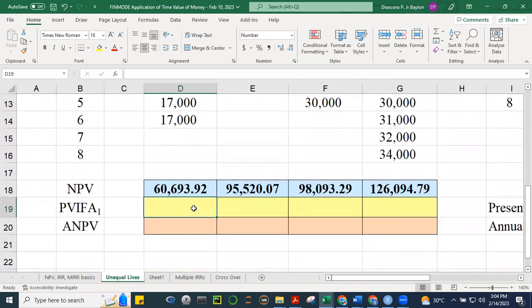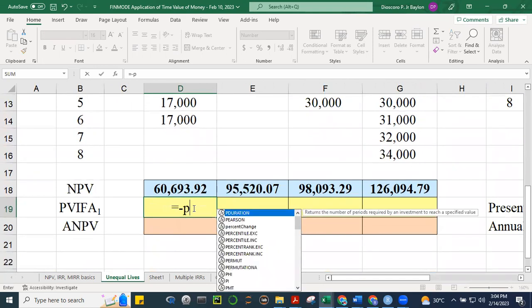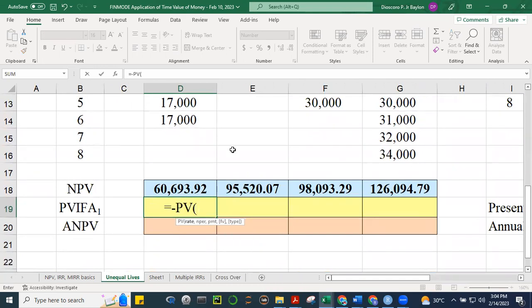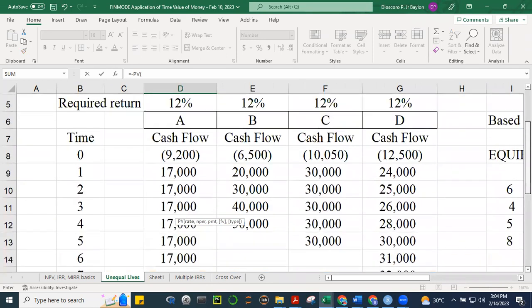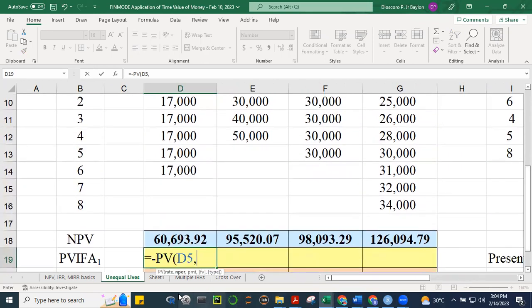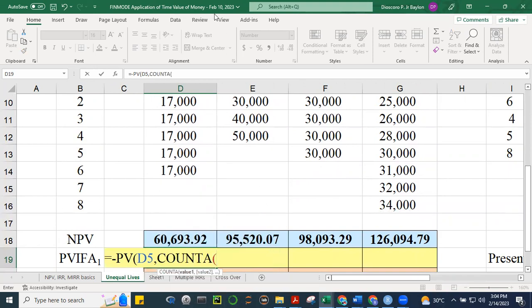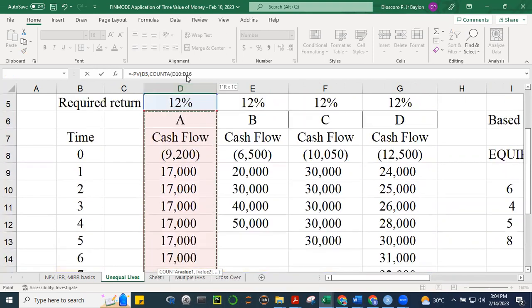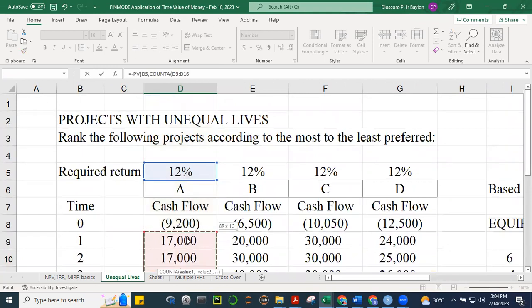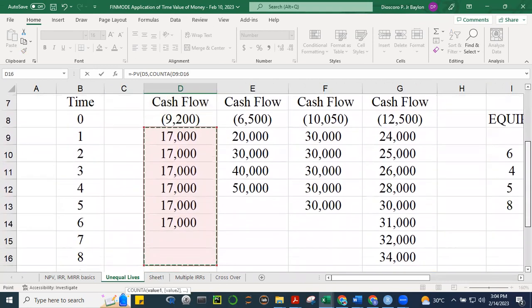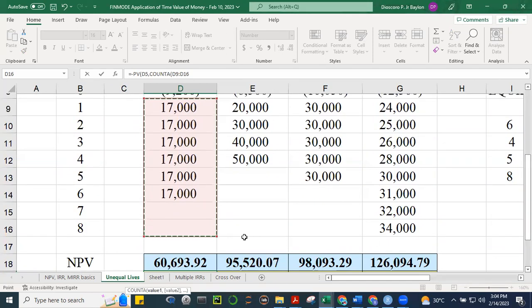Okay, so let's replicate that here. It is equal to negative PV, just as a practice. The rate is 12% here, right? I'm not going to fix that because we're going to copy the formula to the right. PV and then N per, once again, we use the COUNTA. Okay, this is convenient, so we'll be just asking Excel to count how many years this is.